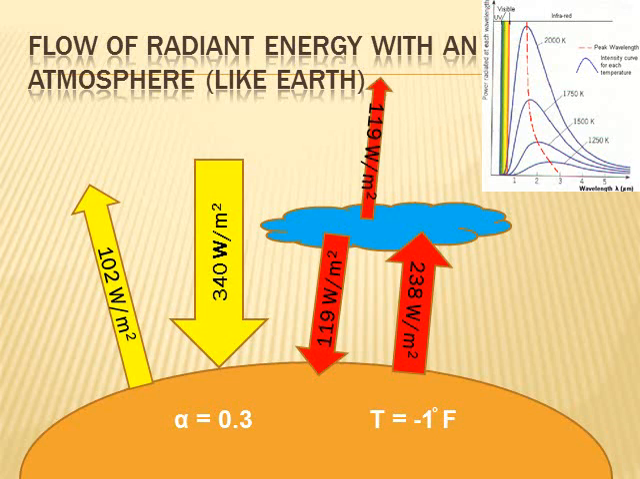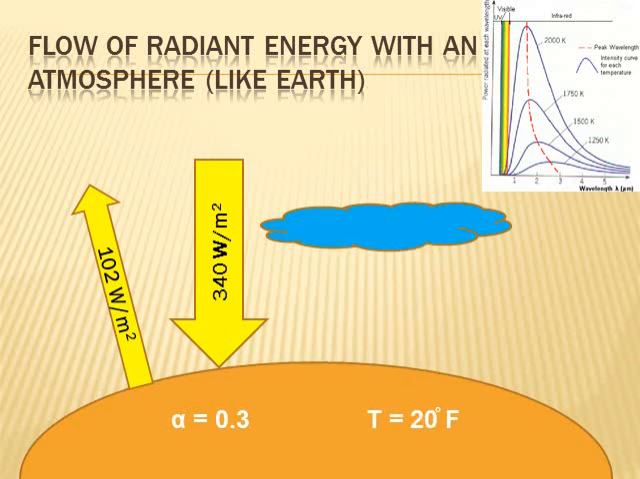Okay, so that means that instead of a total of 340 leaving, we only have 102 being reflected out, and only 119 actually leaving, okay? So that means that our total amount leaving is 221 watts per square meter while we have a total of 340 coming in. So the atmosphere is holding more of that energy in, and as a result, the Earth will then heat up a little bit more and raise temperatures more.